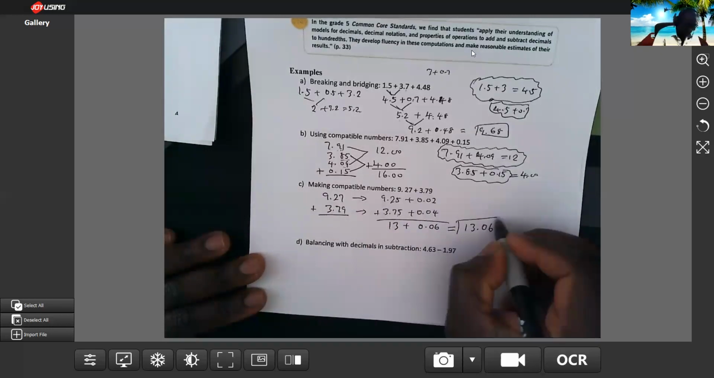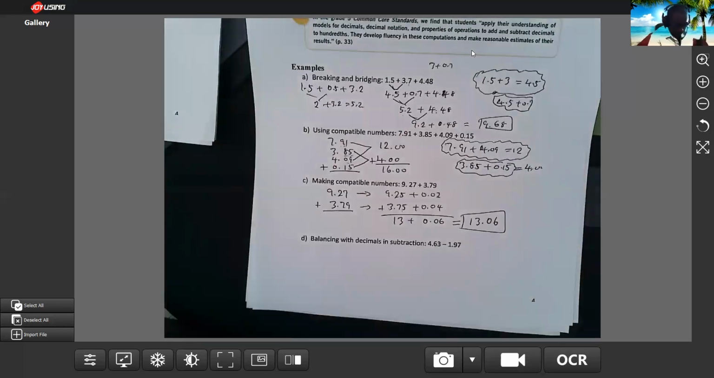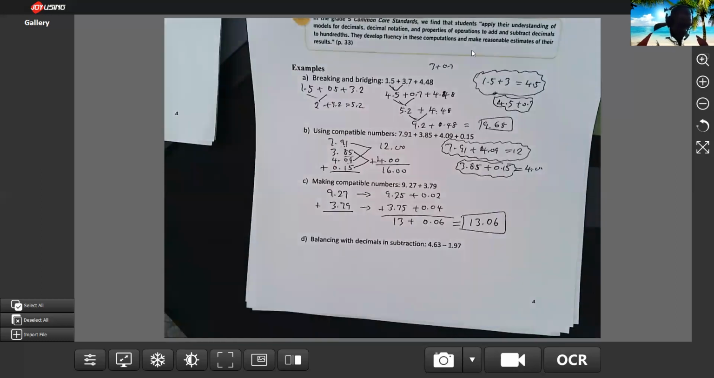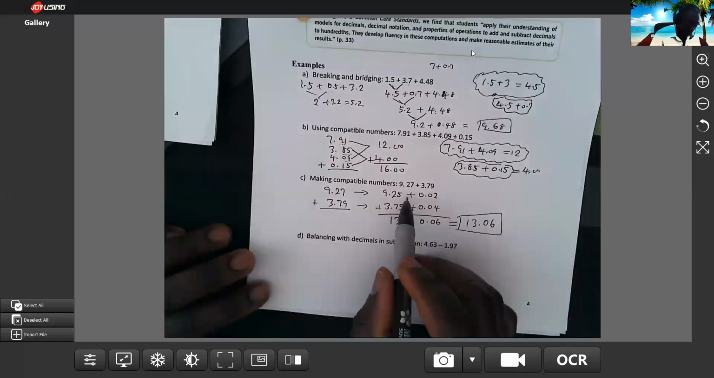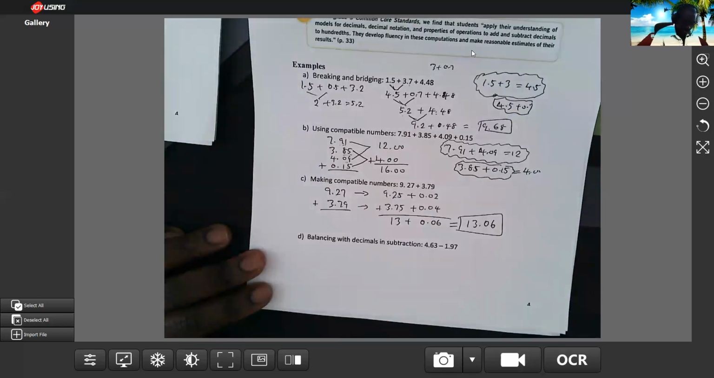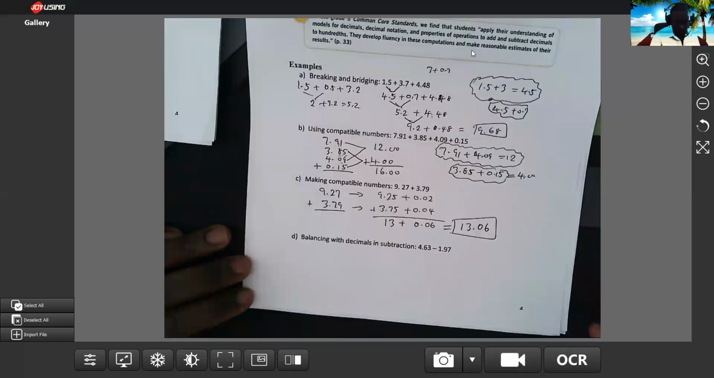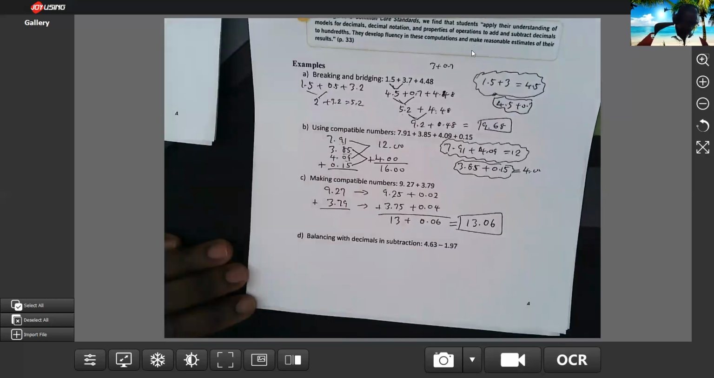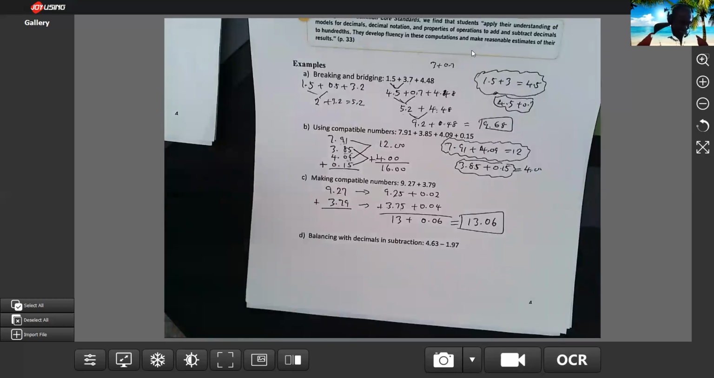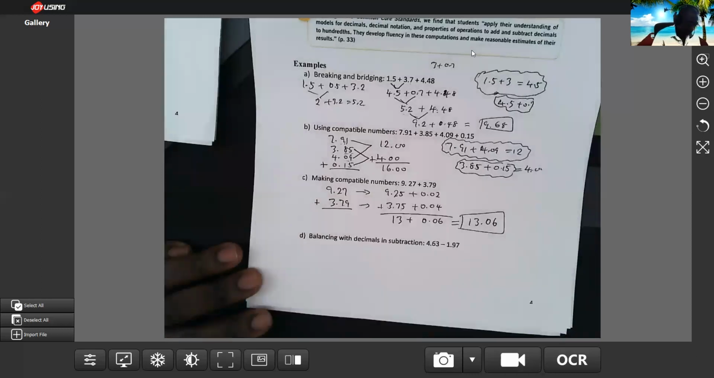13.06. Now, remember, you're doing this mentally, like if you go to the grocery shop and you bought something, $9.27, and then another thing, $3.79. You want to know the total and make sure that you have enough money to cover that. Yeah, you just do this mentally. Okay, 9.27. Okay, let me make it 9.25, and then 3.75. 75 plus 25 is 1. That's $1 plus the $9. That's $10, and I have $3. That is what? That's $13, and then you can add the remaining. Okay, so that is about making compatible numbers.